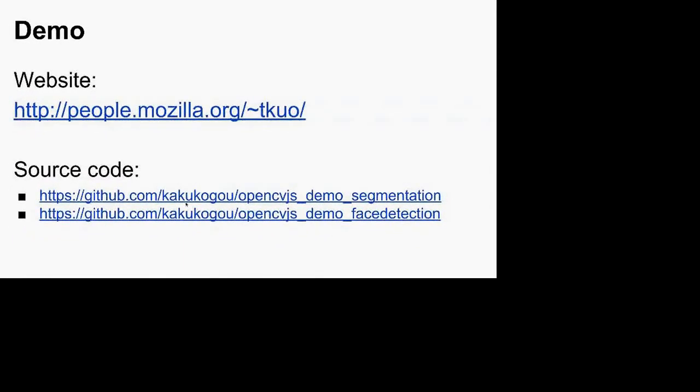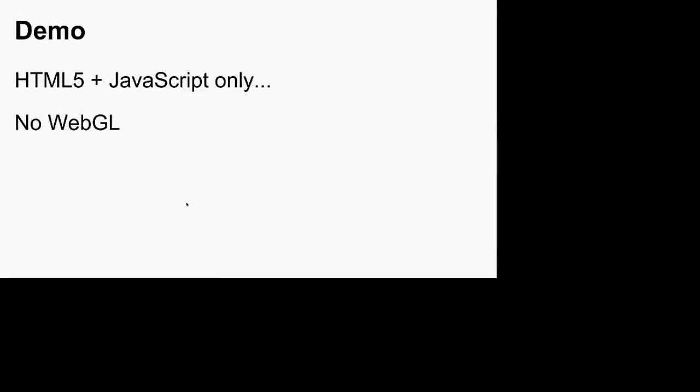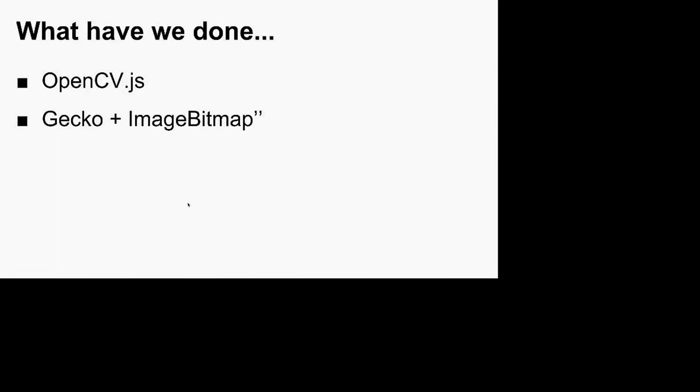These two demonstrations only use HTML5 plus pure JavaScript code, and we do not use WebGL to optimize it. Of course, no native code. So what do we use in the previous demos, and what have we done for the project FoxEye now? There are two parts. The first one is OpenCV.js, and the other one is we extended Gecko with ImageBitmap double prime. I will explain why it's double prime later.